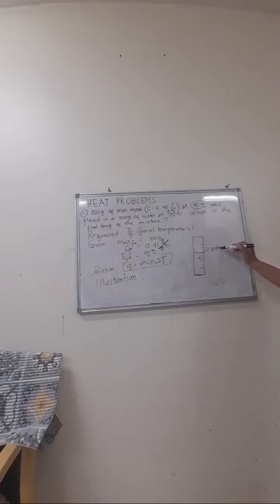And at 25 degrees Celsius. So this is the temperature of the water, which we will say is the initial temperature of water, and this is the mass of water. Now, in your problem, you don't have the specific heat capacity for water.